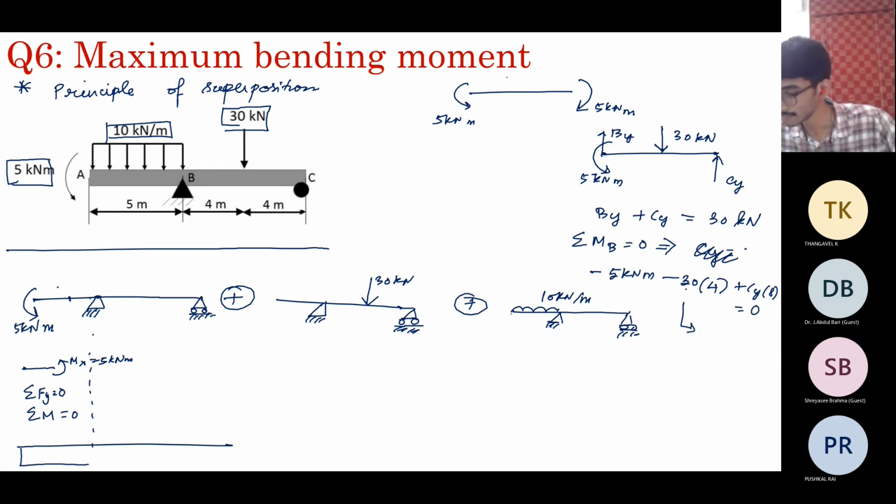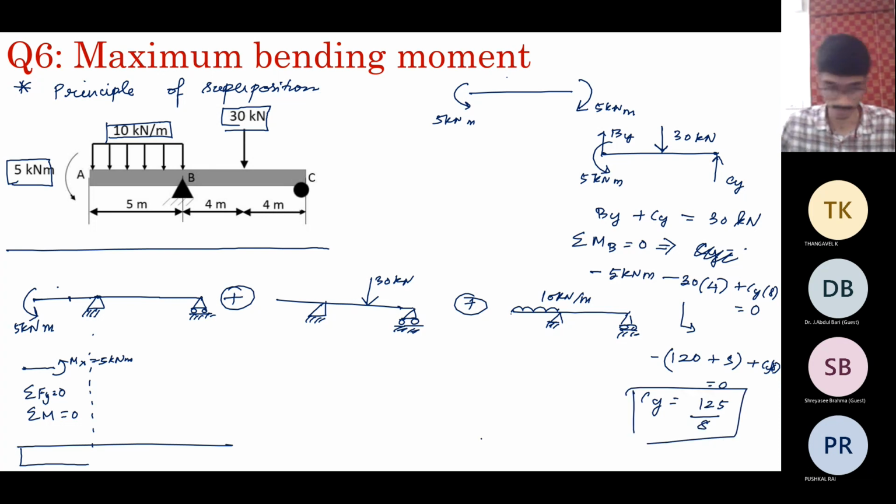So what is it? -5. -5, -120. Plus Cy times 8 equal to 0. You get Cy as 125 by 8. Just a minute. Let me take another page.